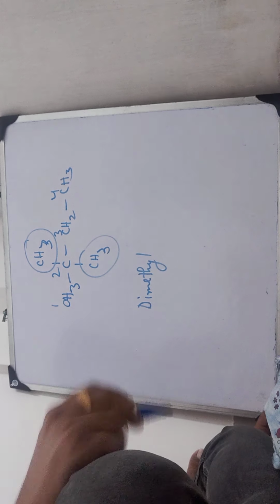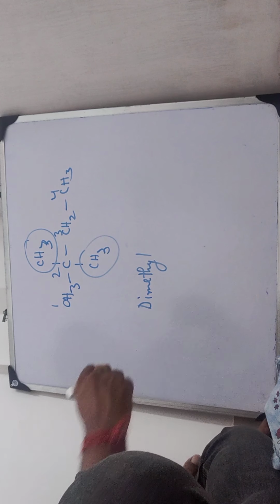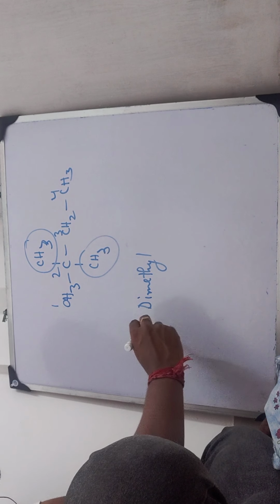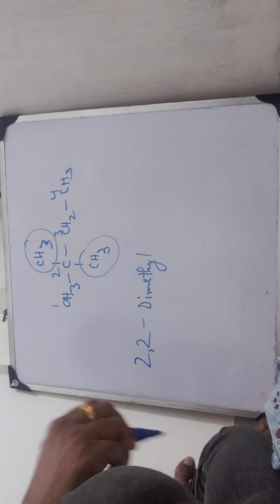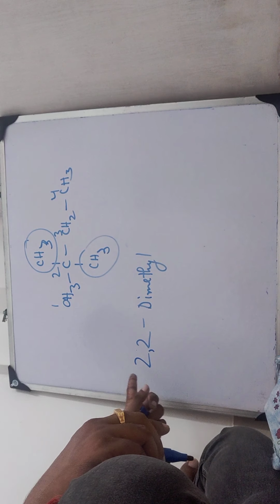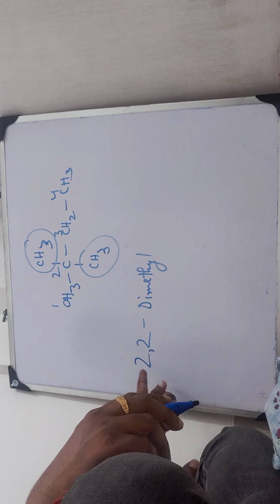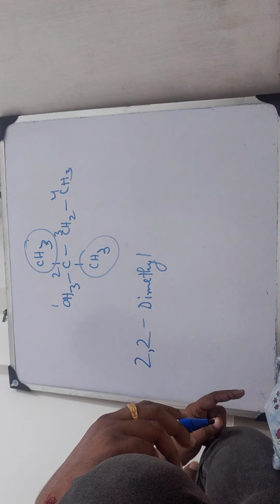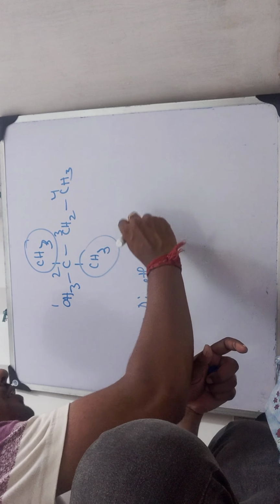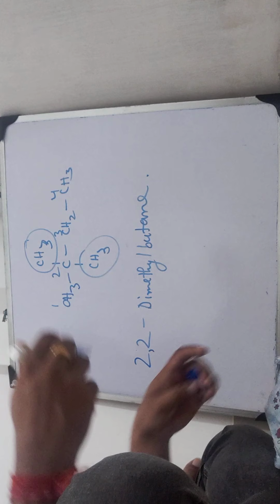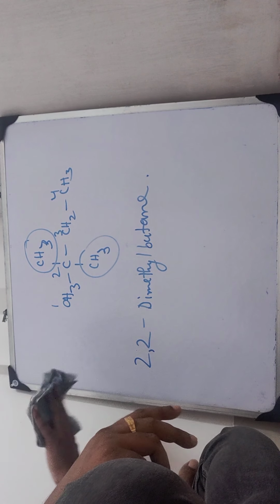Okay, we will start with dimethyl. But the thing is, as both the methyl groups are connected to carbon 2, you may write 2-dimethyl. But it is wrong. There will be one more 2. You will have to mention 2 for each methyl group: 2,2-dimethyl butane. Is that clear? 2,2-dimethyl butane. So this will be the name of this compound.